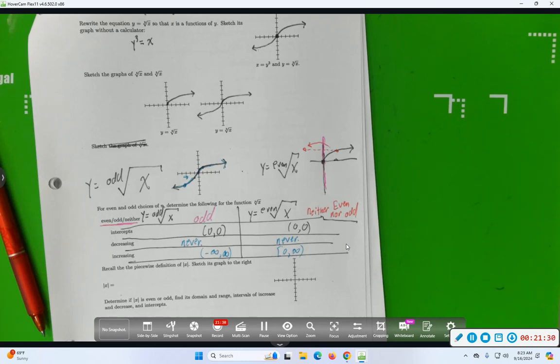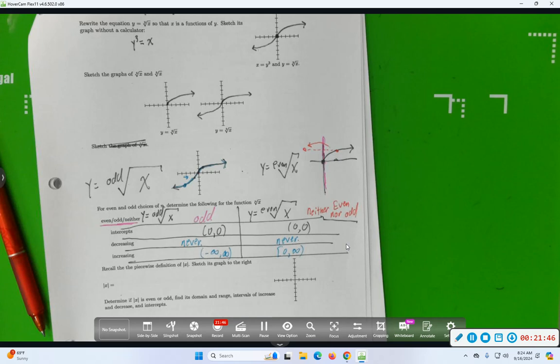Last one, absolute value function. I think we haven't manually graphed this in the past, but let's just ask this fast. What does the graph of absolute value look like? Yeah, like a V shape.